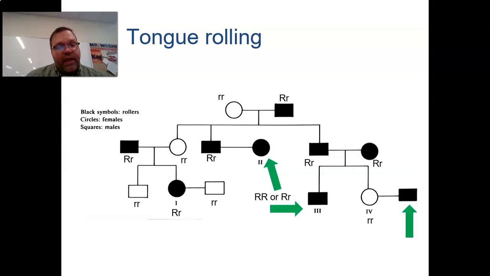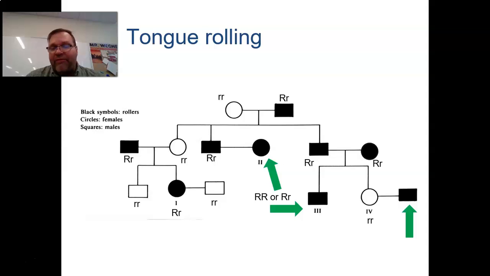She married the son who has a capital R, lowercase r. But since she's married, all we know is that she's got one capital R somewhere because she's darkened and colored in. So she could be capital R, lowercase r, or she could be capital R, capital R. Same for the child, individual number 3 in the third generation, that the other green arrow points to. Both parents are capital R, lowercase r, so it's possible that child could either be capital R, capital R or could be capital R, lowercase r.